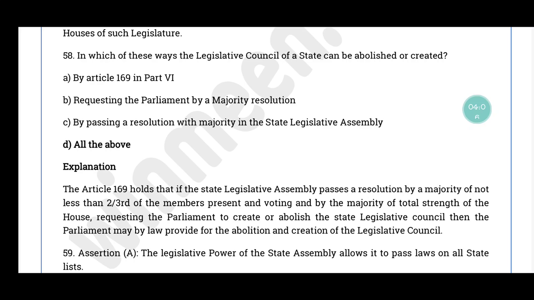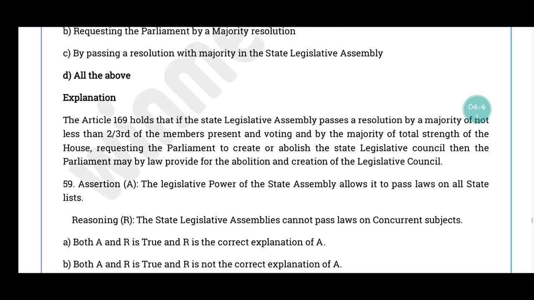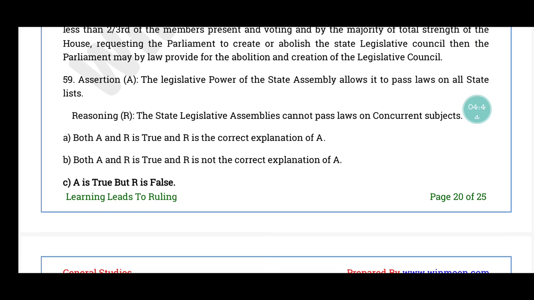Question number 58. In which of these ways the legislative council of a state can be abolished or created? The correct answer is option D, all the above. Article 169 padi the state assembly passes a resolution by a majority, அதாவது not less than 2/3 of members present ஆகி vote பண்ணியிருந்தாங்கன்னா the majority of total strength of the house they can request the parliament to create or abolish the state legislative council. அதுக்கப்புறம் the parliament by law they will provide either the abolition or the creation of legislative council.